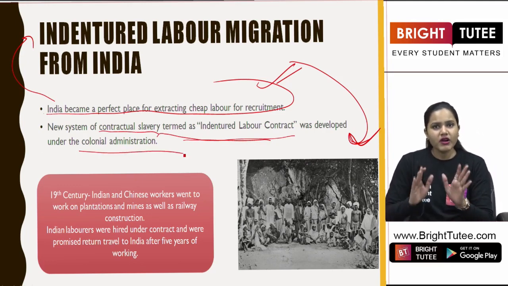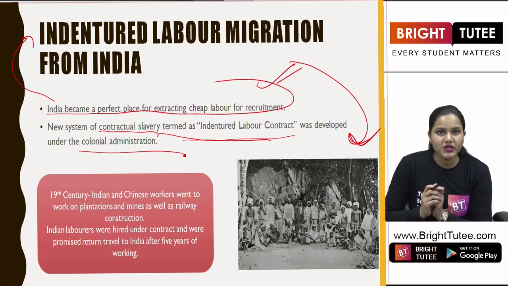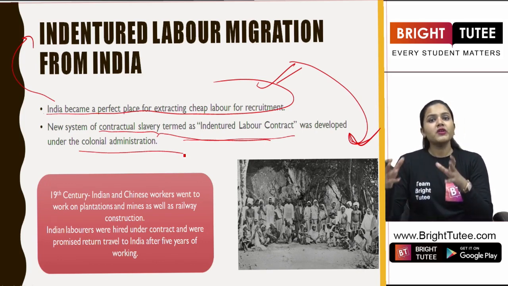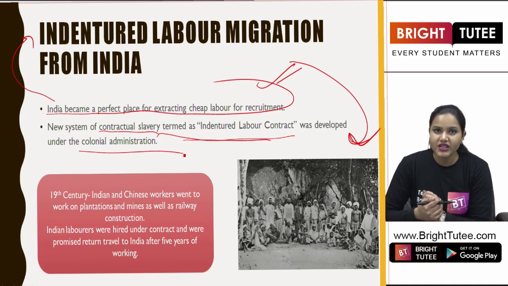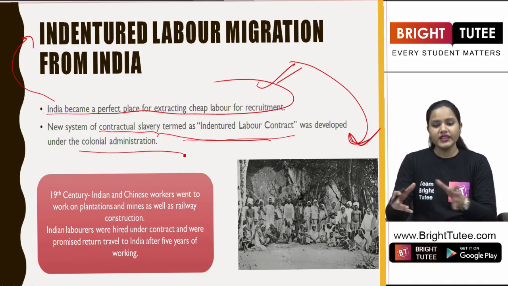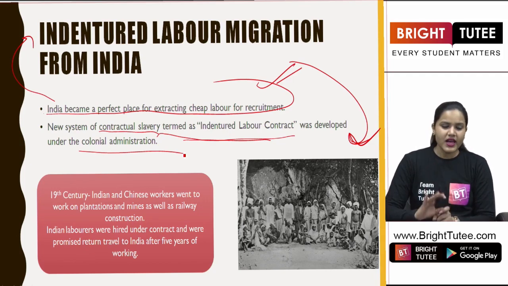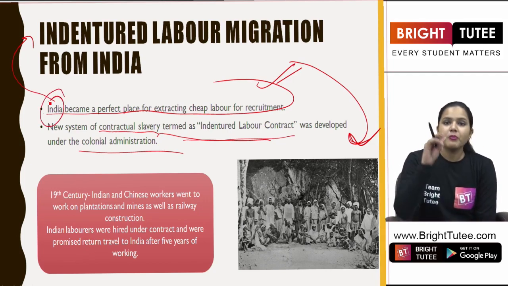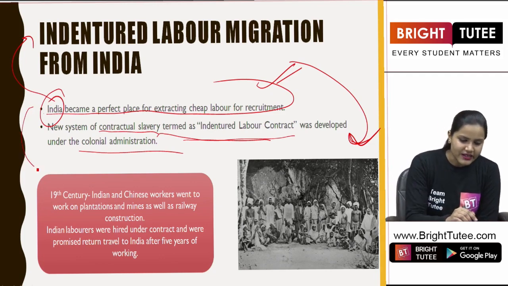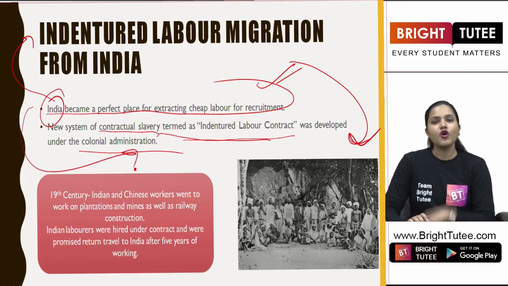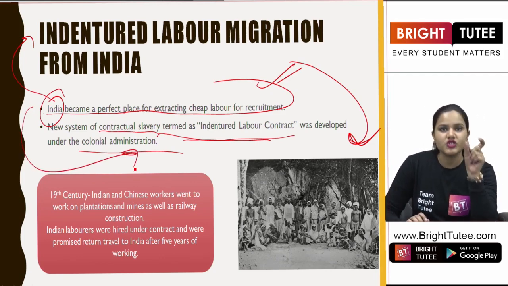Okay? Now, a new system of contractual slavery, termed the indentured labor contract, developed under the colonial administration. Now, are you understanding the whole concept here, students? Because now they were not getting more slaves from different regions of Africa, they had to look in different regions, right? And India was a perfect place for them. From here, they started this whole new system of indentured labor contract.